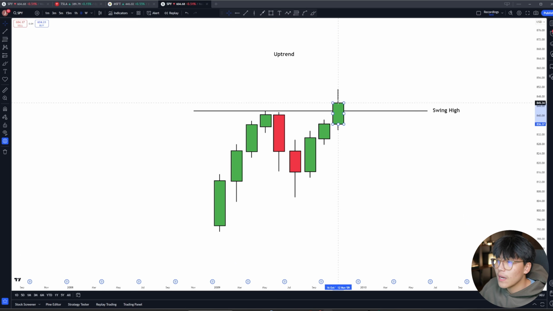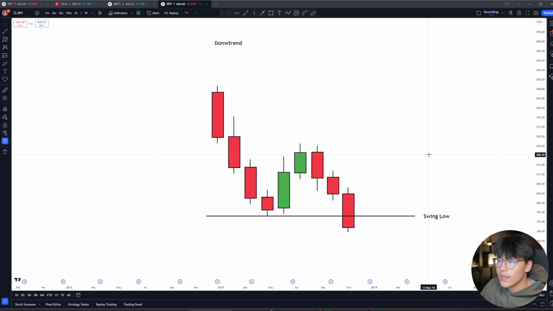If it closes above the swing high with displacement, we can expect continuation. If price closes underneath this key area, we can expect a potential reversal in the markets. So understanding the candle closures is very important. Let's go on to another example.